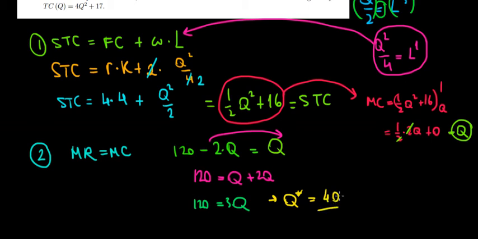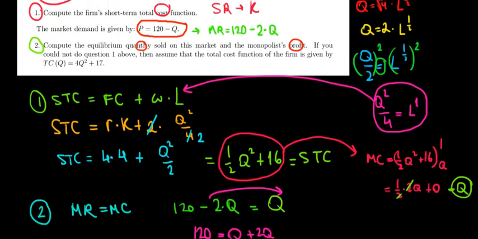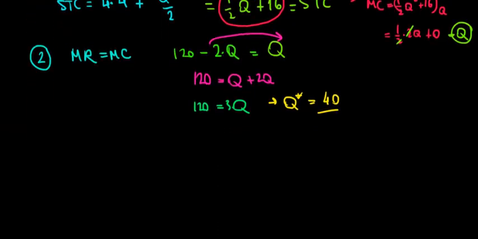Now we have to substitute our quantity in the price function to find out the equilibrium price, which is 120 minus the quantity. So that's going to be 120 minus 40. Let's write it over here. 120 minus 40. Price in equilibrium, 120 minus 40, so that's equal to 80. We got the price, we got the quantity, we have the cost function, we can find out the profit. Now what's going to be the profit for the monopolist?